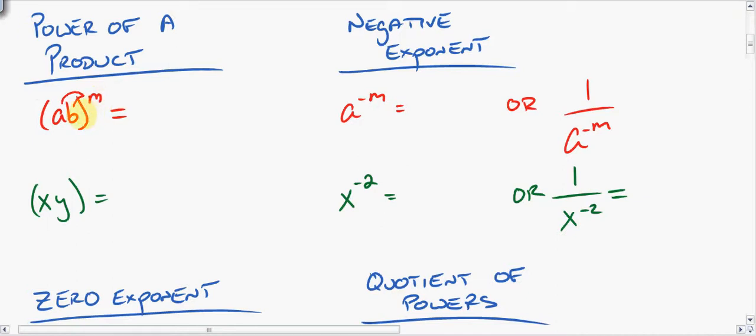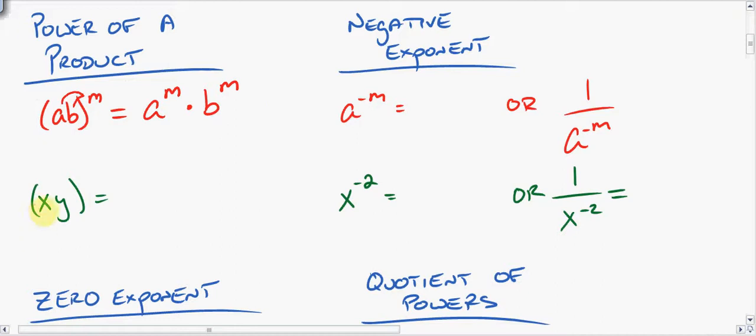But as long as it's all multiplication and division, that exponent can get applied, all right, to each part of the base. So that's going to be equal to a to the mth power times b to the mth power. We can't add the exponents here because the bases are different. Right, so all we can do is apply that m to both parts of the base.